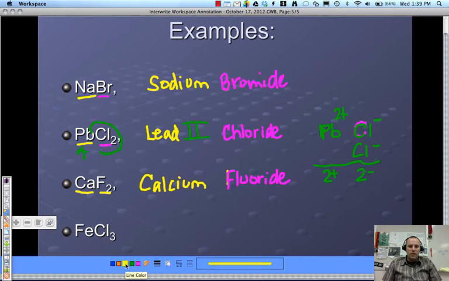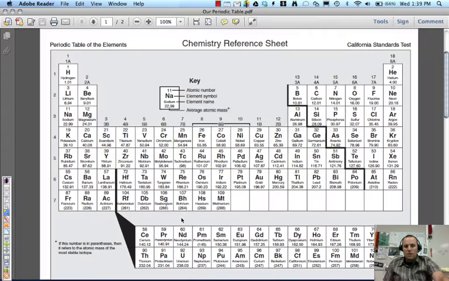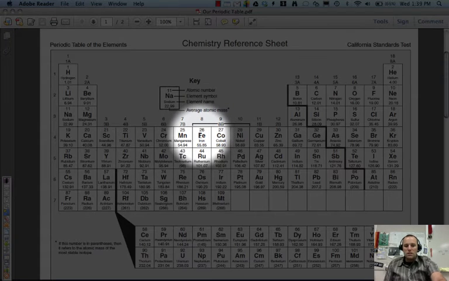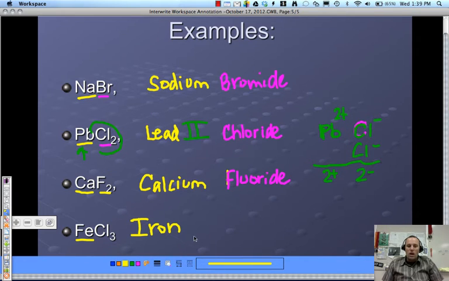All right, final one. Fe. Fe is iron. Now, iron does require a Roman numeral because if you look at your periodic table, iron is in column number 8, which is not a charge column. It's not one that we know automatically, so we have to figure out what the Roman numeral is.